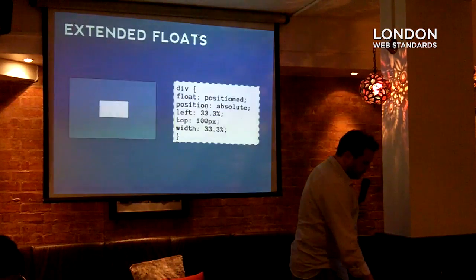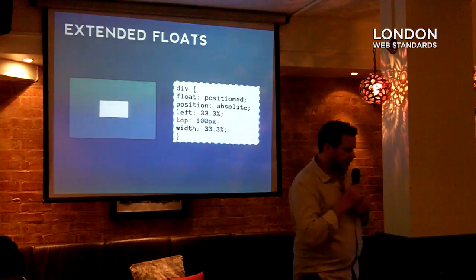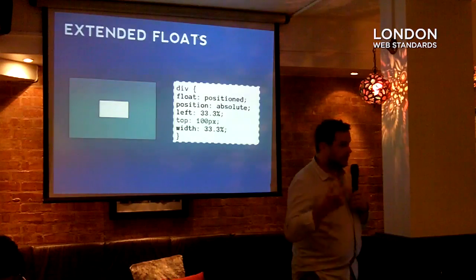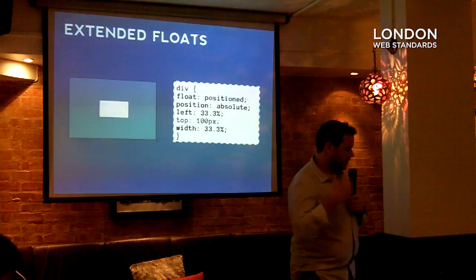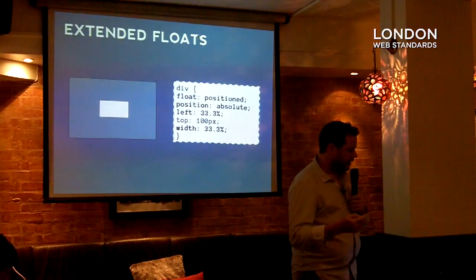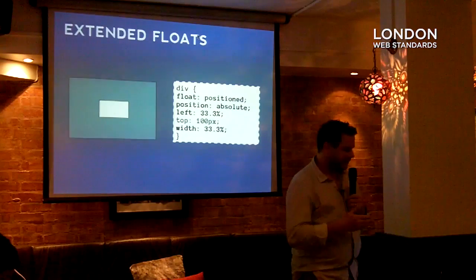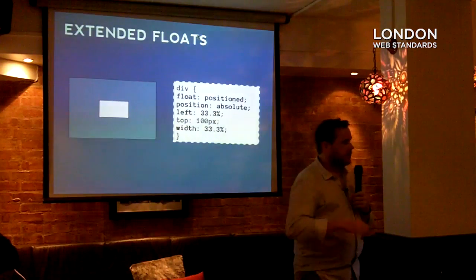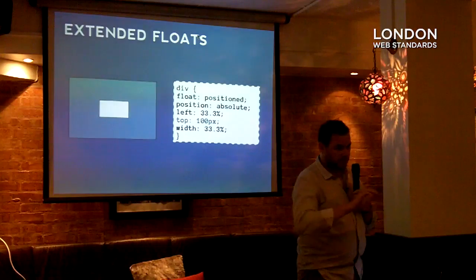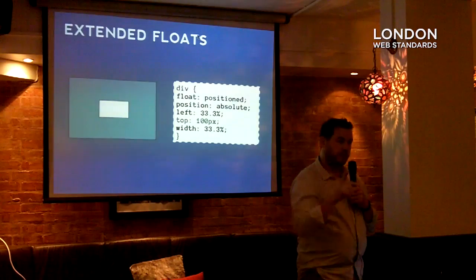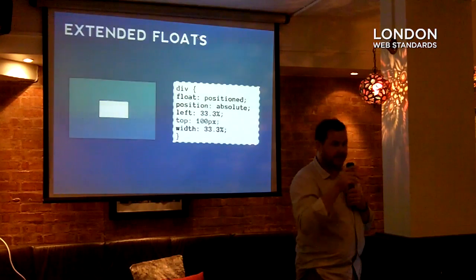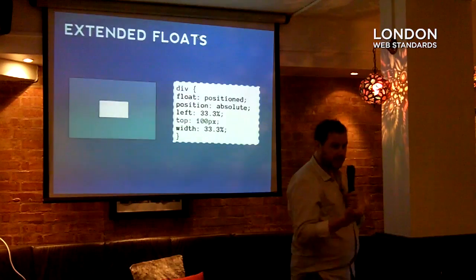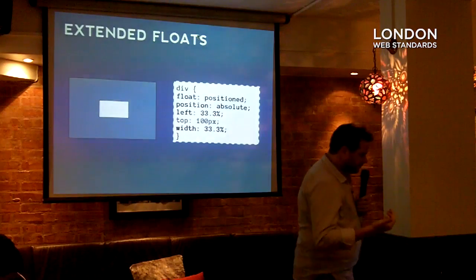Finally, there's extended floats. Like a float at the moment, you either float left or right. Now they're proposing you can position a float. So you position it, you give it an absolute position, and you set it 33% from the left, and the width is 33%. So that puts the element bang in the middle, 1/3 of the thing, and all of the text will flow around it. Just like a float at the moment flows, you know, to the left or the right, here the text will just automatically wrap around it, like we see in magazines and so on.